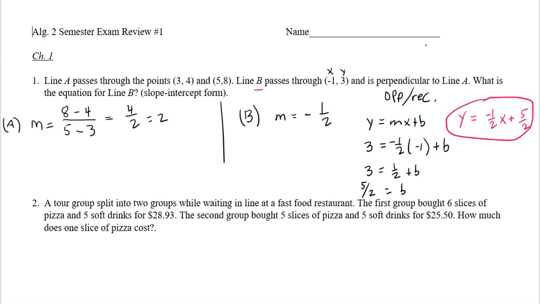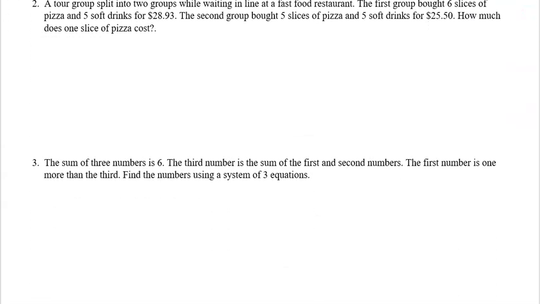All right, so for number 2, we have this tour group that is split up into 2 groups waiting at a fast food restaurant. The first group bought 6 slices of pizza and 5 soft drinks. Second group bought 5 slices and 5 drinks. For that amount, how much does 1 slice of pizza cost? So I'm going to set up 2 variables because this is going to be a system of 2 linear equations. So I'm going to let x represent the cost of 1 slice of pizza.